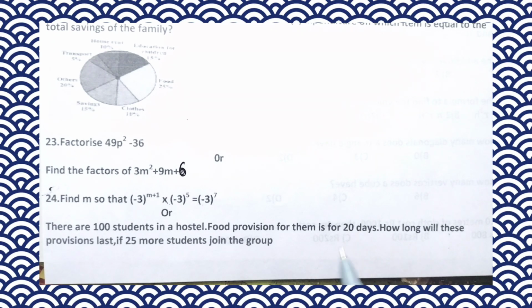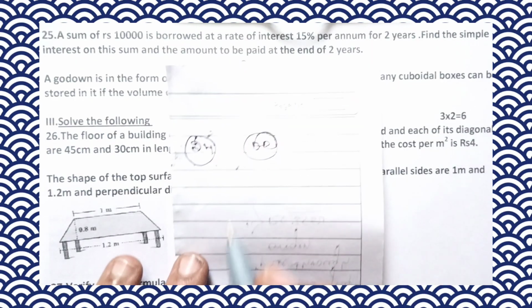food gets finished quickly. Because as the number of students increases, the food will last for fewer days. So therefore as the number of students increases, food availability decreases. Therefore it is inverse proportion. Now let us answer this question.